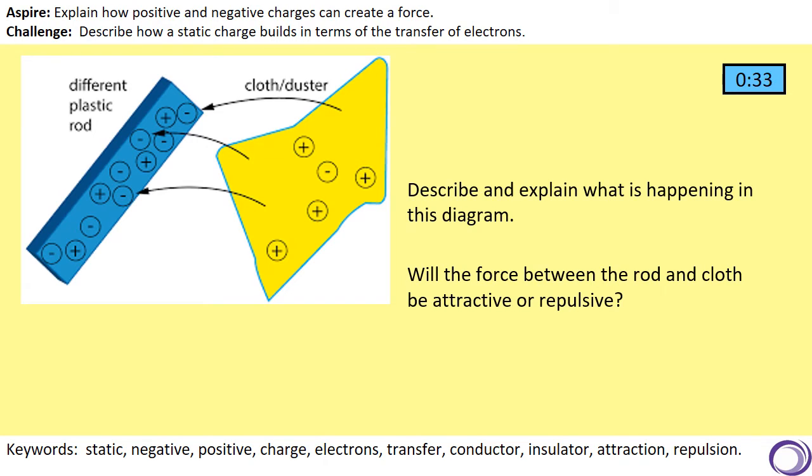That'll do. So describe what's happening. So let's have a look. We've got electrons being rubbed from the duster onto the plastic rod, which means that the plastic rod has been left negative and the duster is now positive. So the force between the rod and the cloth will be attractive because we've got a positive and a negative. We've got different charges, so they'll attract each other.